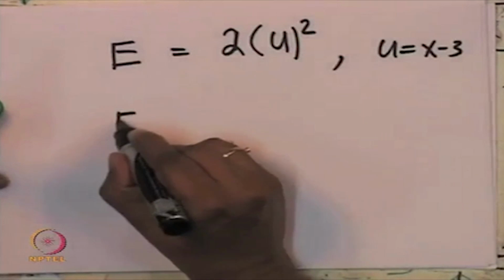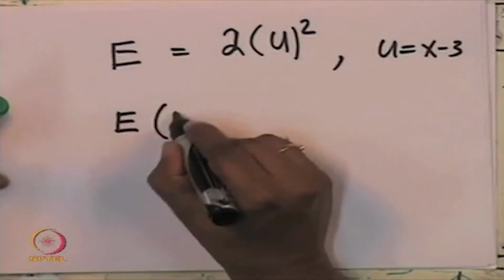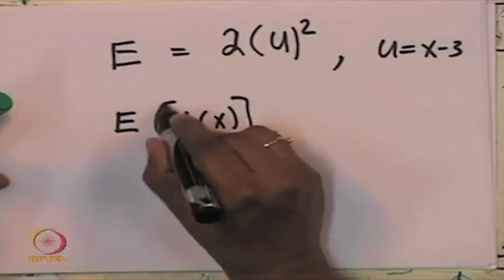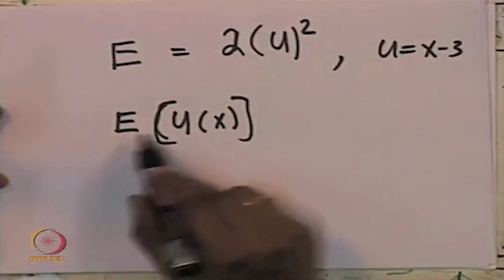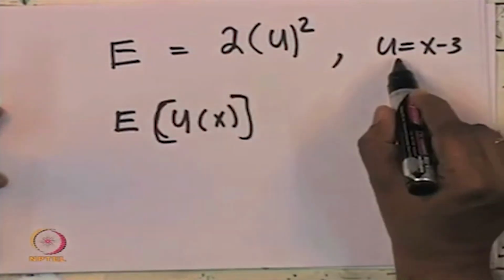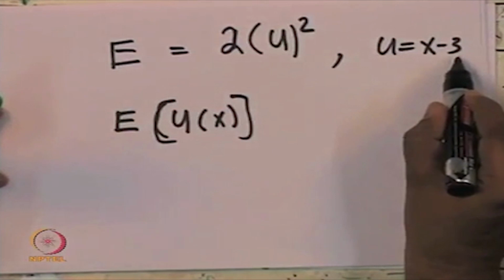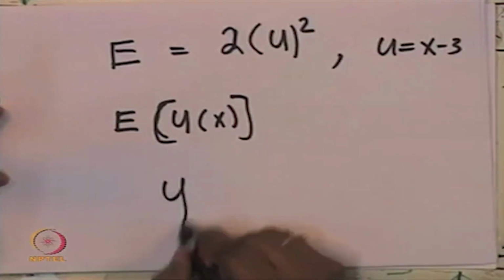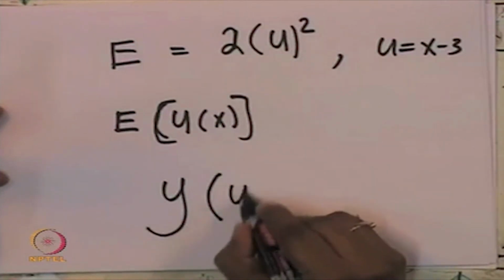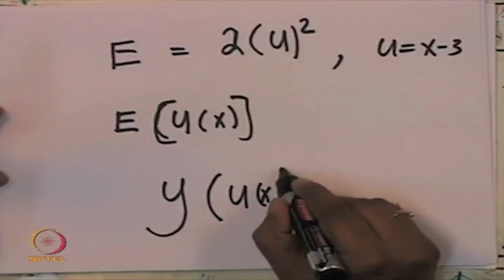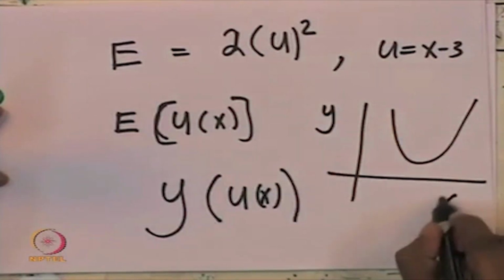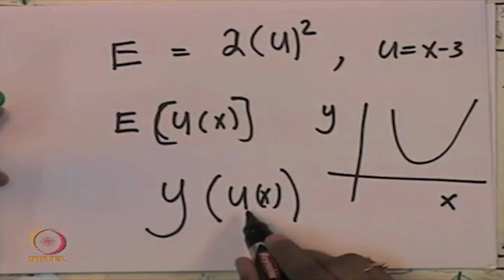So, energy is a function of u, which is a function of x. So, this is what we have. Energy is 2u squared, and u itself is a function of x. So, you have y as a function of u, which is a function of x. y is whatever we plot on the y axis. So, we plot energy on the y axis. So, this is y and this is x. y itself is a function of u and u is a function of x.